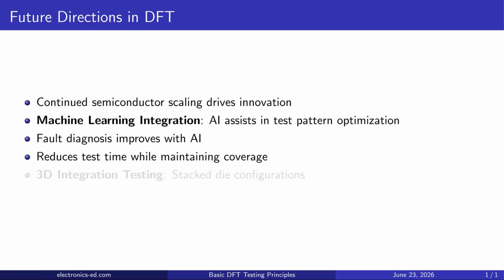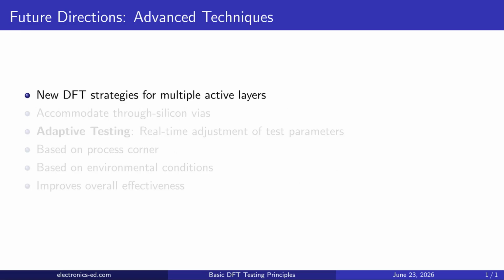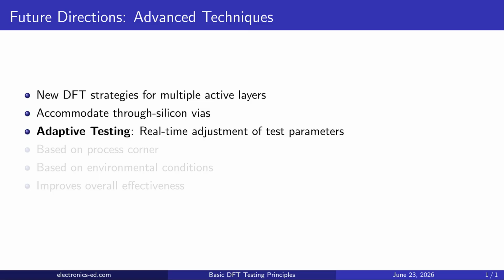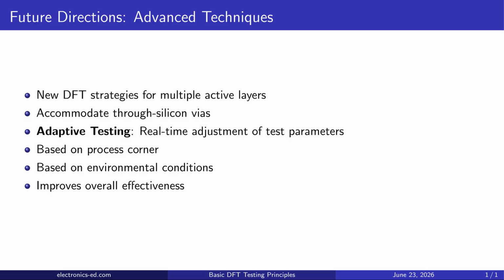3D integration testing is another area, dealing with stacked die configurations. New DFT strategies are needed for chips with multiple active layers. They must accommodate through silicon vias in the design. Adaptive testing allows for real-time adjustment of test parameters. These adjustments can be based on the process corner, and they can be based on environmental conditions. This approach improves the overall effectiveness of testing.